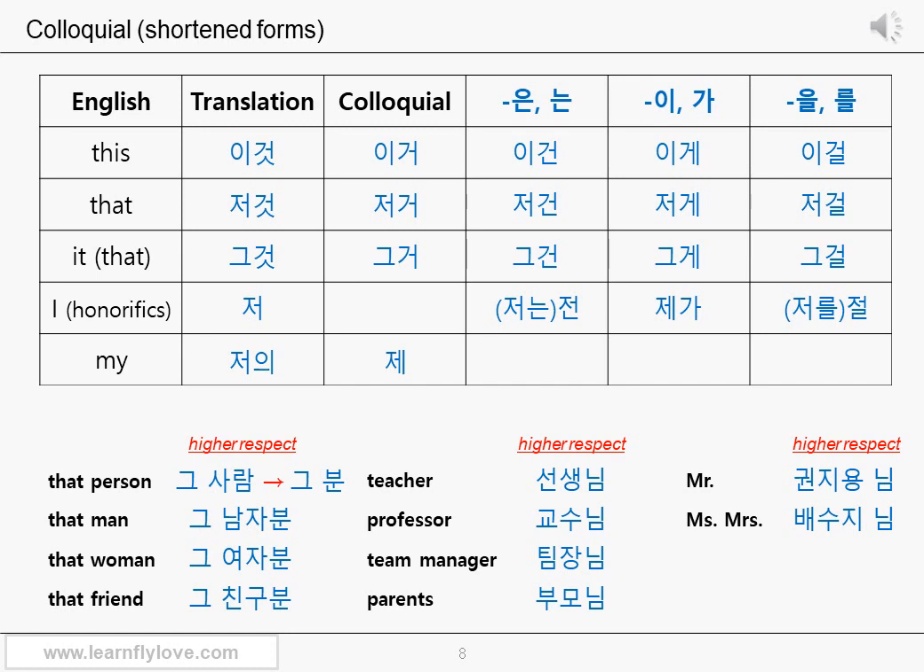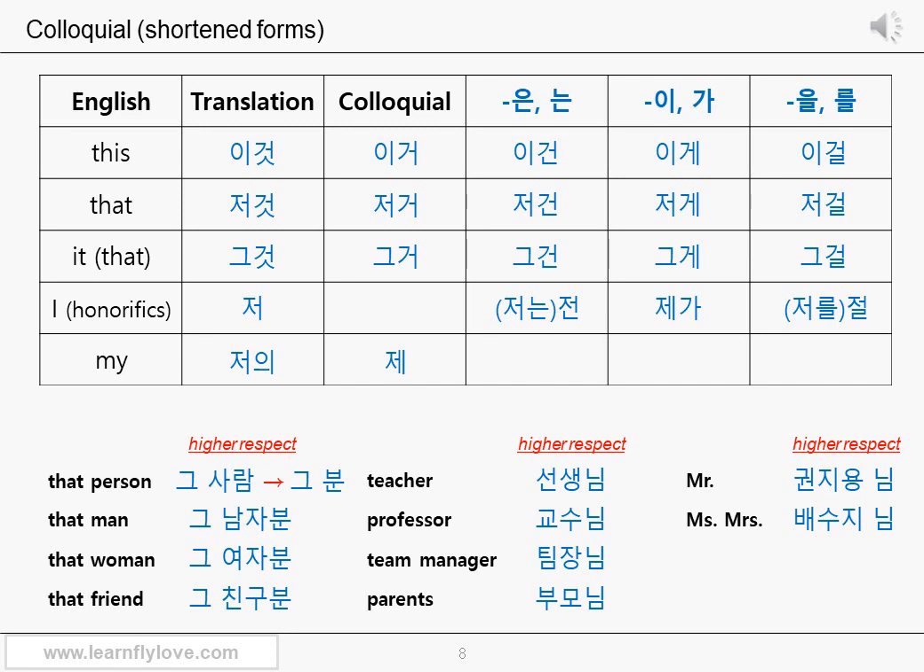Then let's see the words which use the 님 sound to make it sound more polite. The original translation of teacher is 선생. But if you add the 님 sound to it, you can make it sound more polite. 선생님. Professor is 교수. If your friend is a professor, you can call him or her 교수.